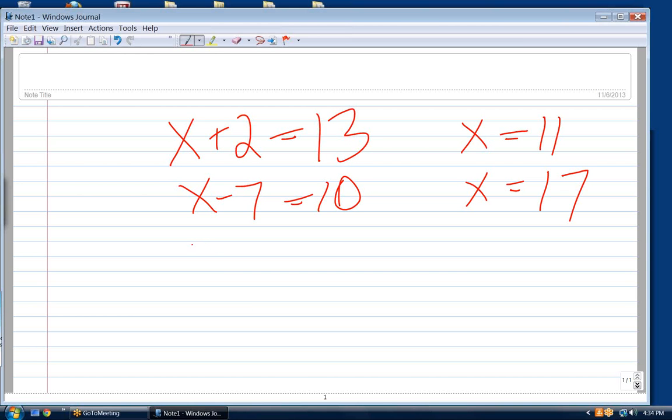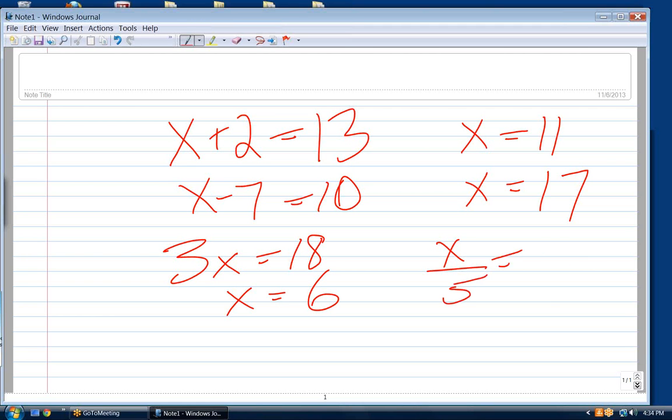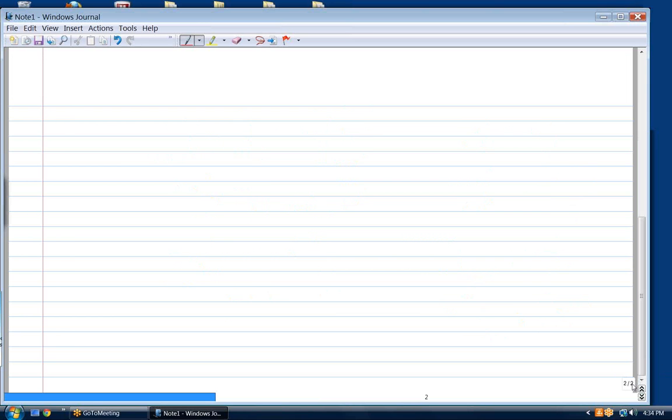And then you do 3x equals 18, and you divide by 3 and get 6. And then the next one is just x over 5 equals 6, and so you multiply both sides by 5 and get 30. Then these next ones are still pretty easy but harder.